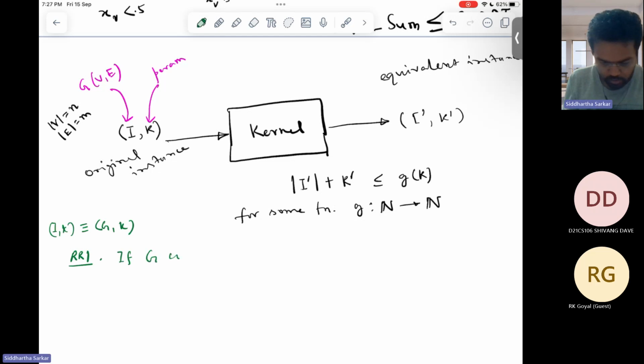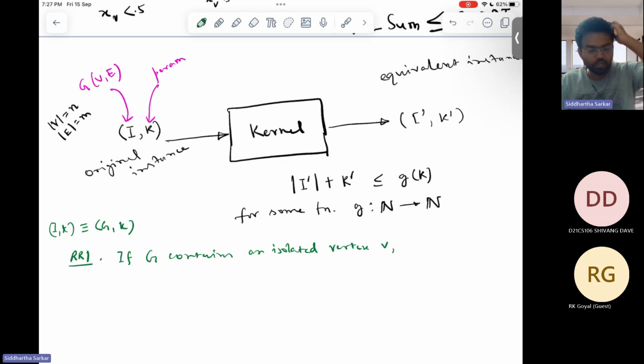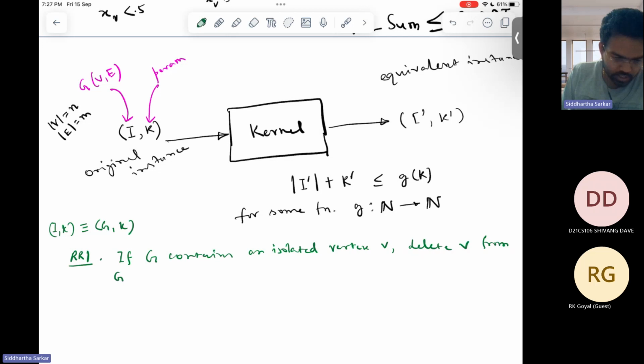If the graph contains an isolated vertex v, then what shall we do? Because it's an isolated vertex, we can be sure that there is no way we should include this vertex in our vertex cover if we want to minimize it. In a minimum vertex cover, a vertex that does not cover any edge cannot appear. So we delete this vertex v from the graph altogether, and then we output the reduced instance.